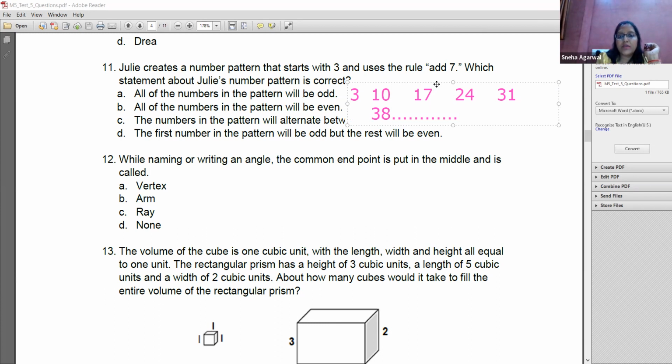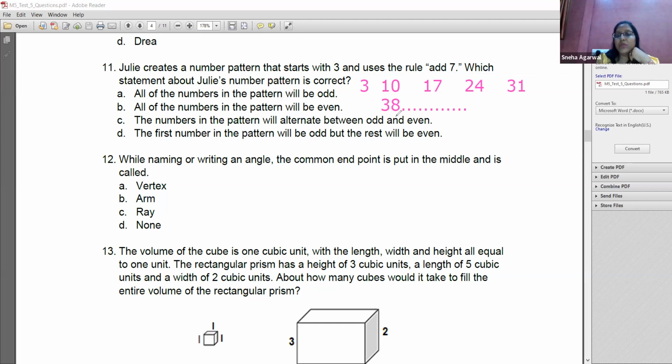Now what they're asking you is which statement is correct. Okay, let's see. All of the numbers in the pattern will be odd. Are all the numbers over here odd? No, we have even numbers also, 10, 24, 38. So this is not correct. Again, all of the numbers in the pattern will be even. Again, we have odd numbers also. It's not that all the numbers are even. We have 3, 17, 31. These are odd numbers. Okay, so even the second option is incorrect.